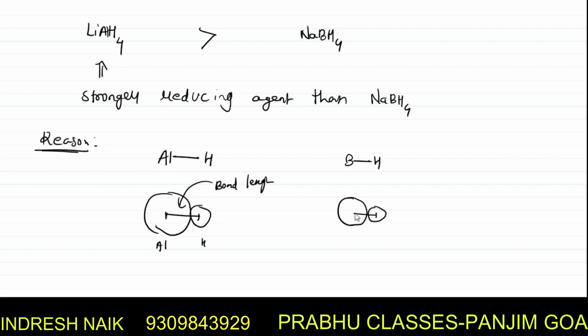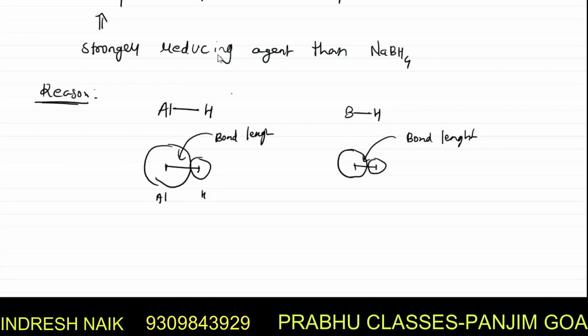So this is the bond length. So here bond length is small. Here the bond length of boron hydrogen is small. That's why bond strength is more. It is not able to give its H minus very easily, right? This can give its H minus very easily. Lithium aluminum hydride can donate H minus easily.